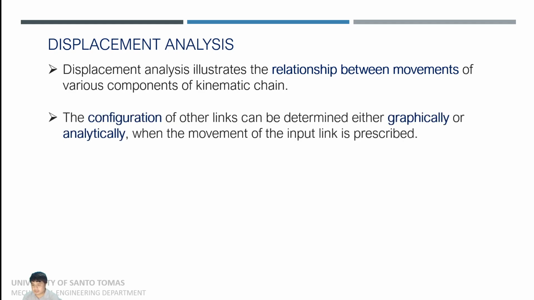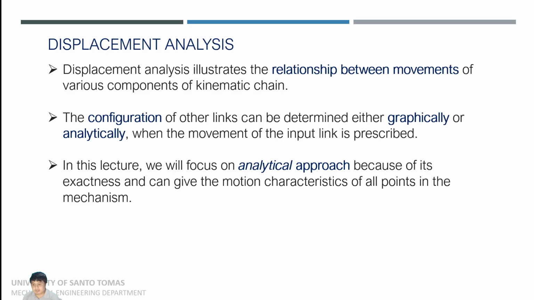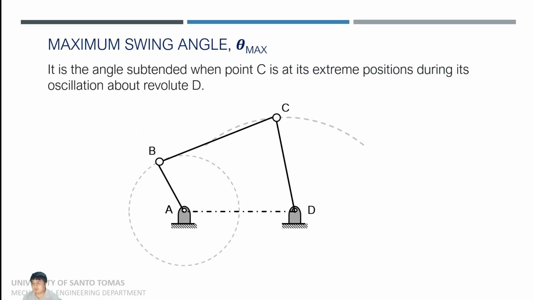Now, there are two ways to determine these limitations. We can do this graphically or analytically. But I will focus for now on the analytical approach so that we can get the exact value of the relative positions. Now, let's say, for example, you want to find the maximum swing angle of this four-bar mechanism.